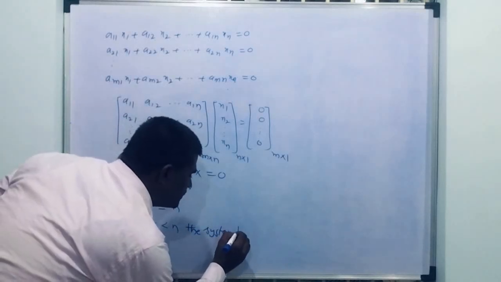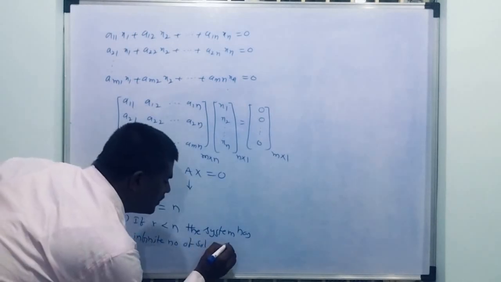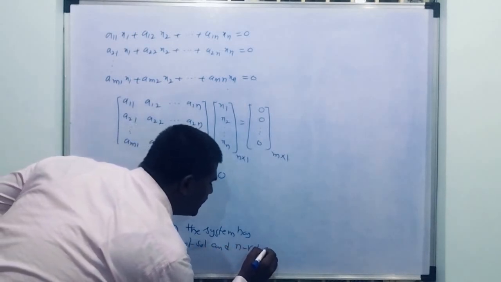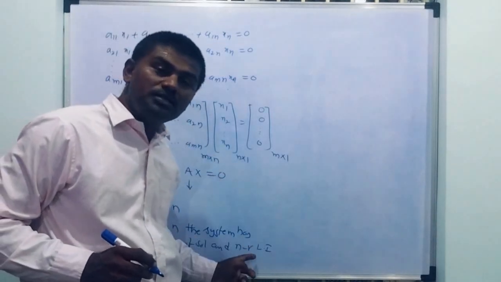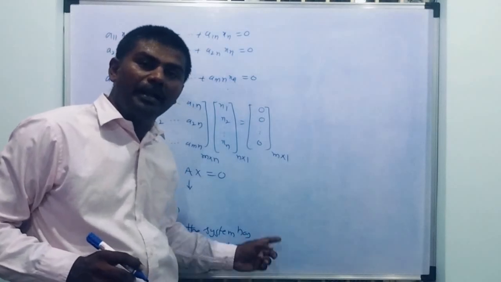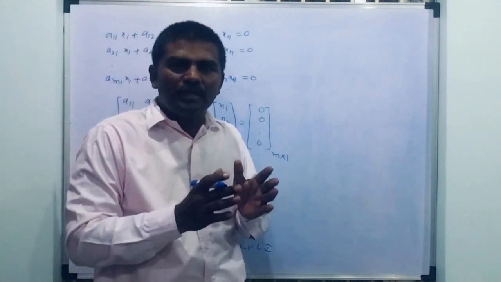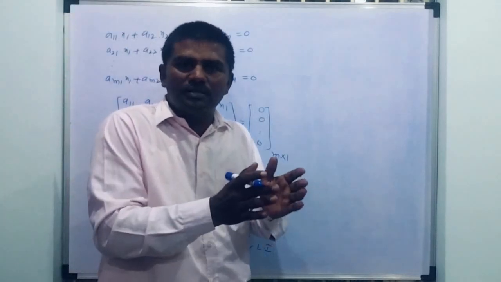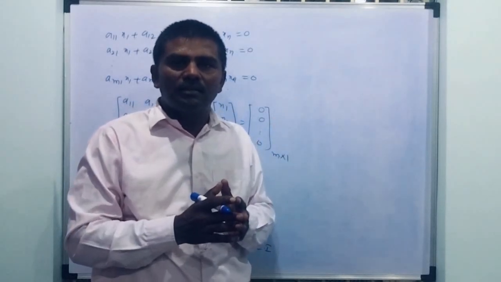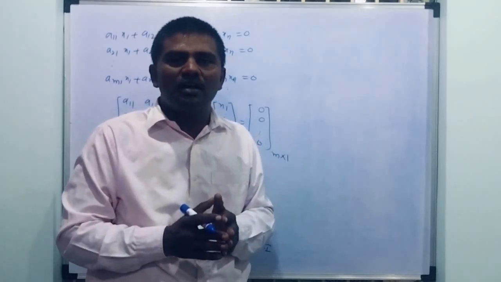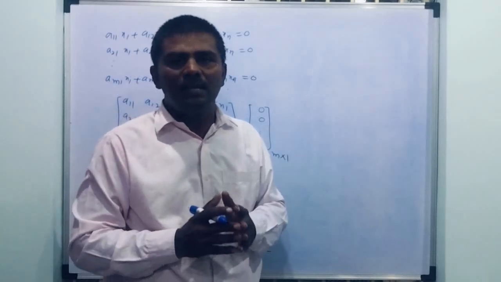The system has an infinite number of solutions and n minus R linearly independent solutions. Here you may have a doubt about what linearly independent is. Suppose you have n vectors, then we take the linear combination of those n vectors equal to 0, and if you notice that the constants in the linear combination are all 0, then you can say that the n vectors are linearly independent.